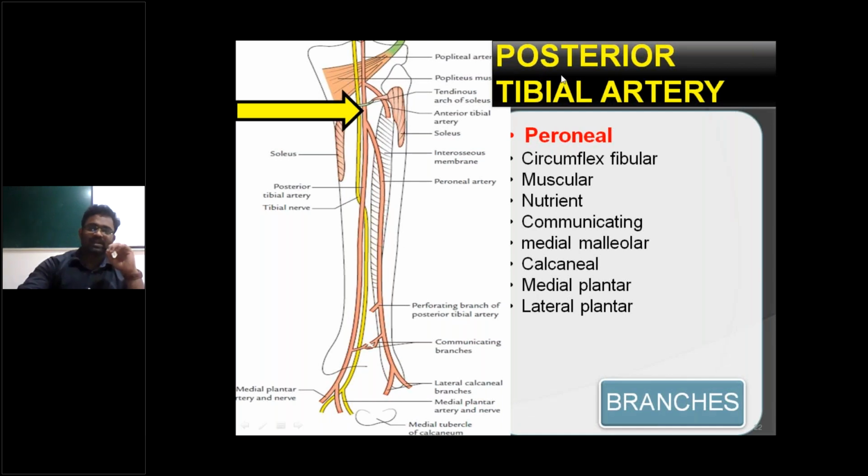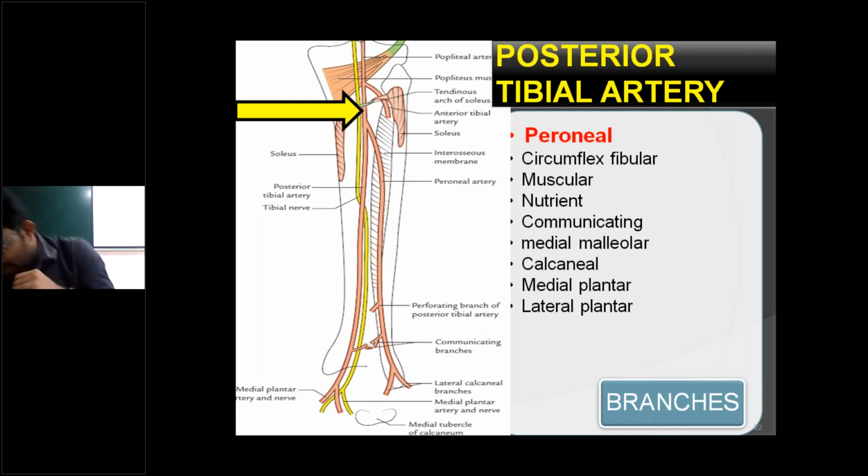If you take the posterior tibial artery, it is the larger terminal branch of the popliteal artery. After taking origin from the popliteal artery, it passes beneath the tendinous arch of the soleus, you can see here, accompanies the tibial nerve, crosses the tibial nerve, and passing beneath the flexor retinaculum, divides into medial and lateral plantar arteries.